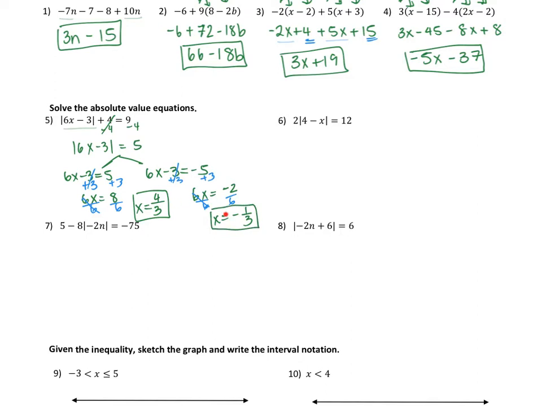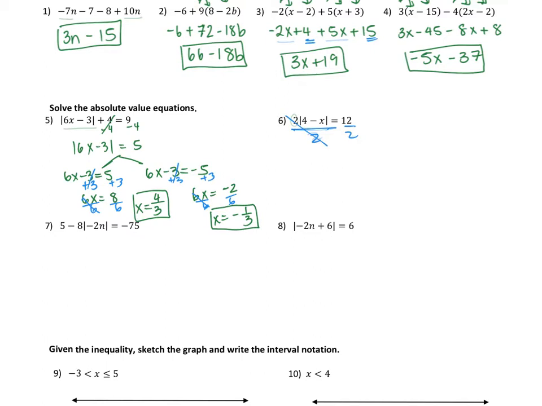Alright, so my two solutions here for this answer are 4 over 3 and negative 1/3. Let's take a look at number 6. Number 6 has a 2 on the outside. So remember, we've got to get the absolute value by itself. So I'm going to divide by 2 to both sides so I can cancel out that 2.